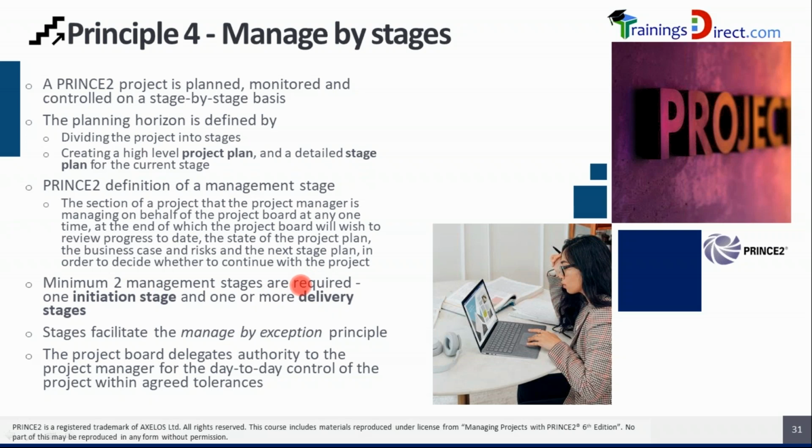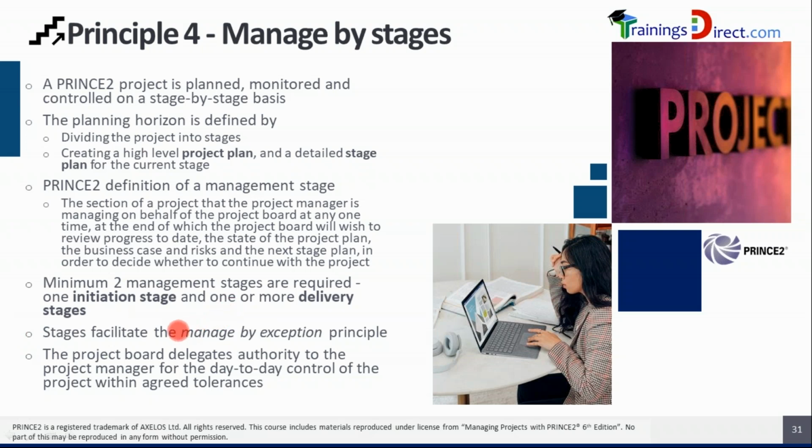Two authorizations are provided at that time. Authorization to execute, which is also known as authorize the project, and secondly, authorization to execute the first delivery stage, meaning execute the first delivery stage. Stages facilitate the manage by exception principle.